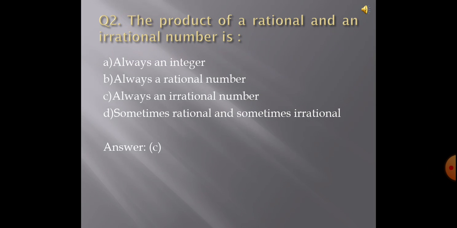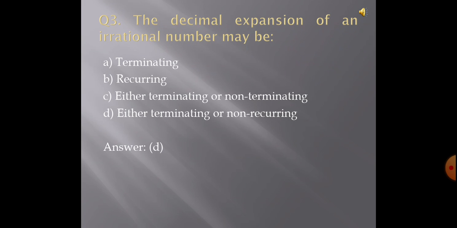Question number 2. The product of a rational and an irrational number is. This is a very easy question. Question number 3. The decimal expansion of an irrational number may be. This is also a very easy question.